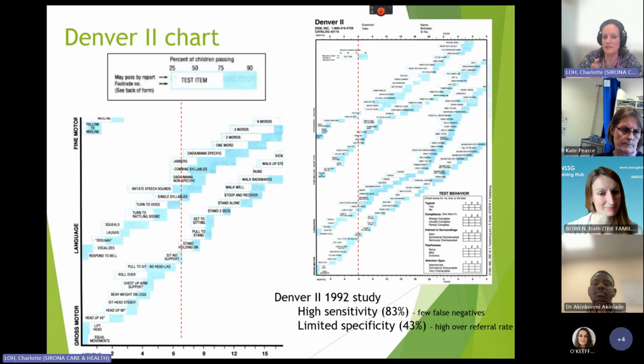Just to be aware that the Denver has been looked at in studies, and it has a high sensitivity but limited specificity. So it may produce a high over-referral rate, but actually if we were going one way or the other, that would probably be preferable, because we want to assess children early who've got developmental concerns.